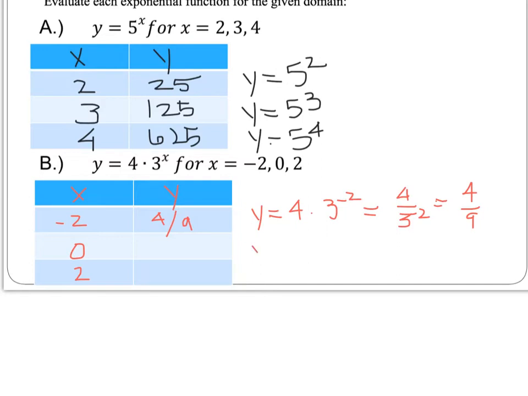For my value of when x is equal to 0, I have y equals 4 times 3 to the power of 0.